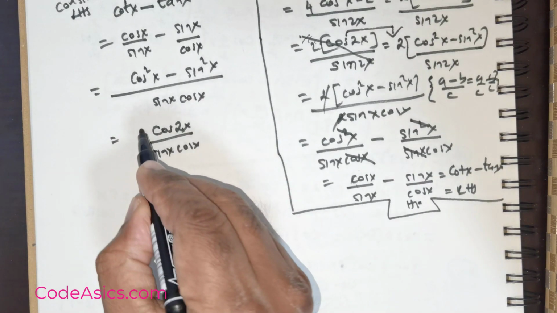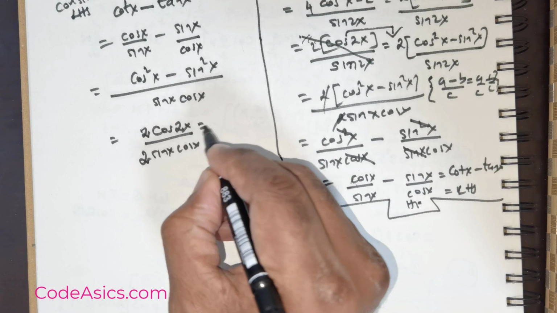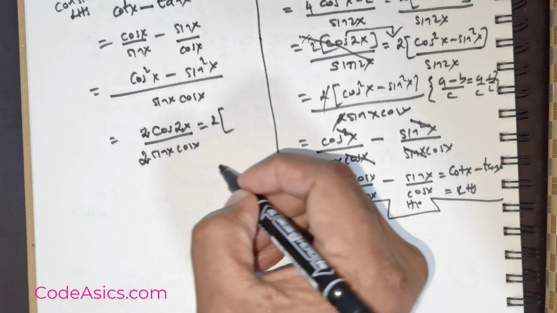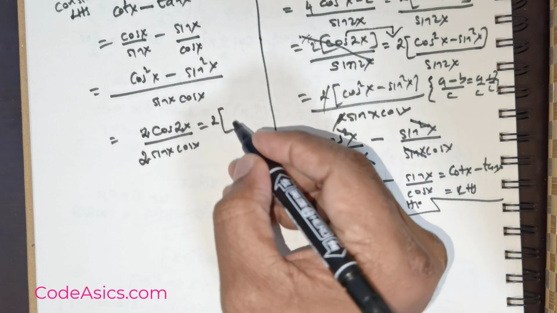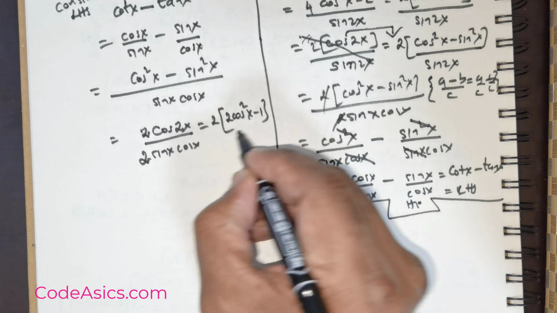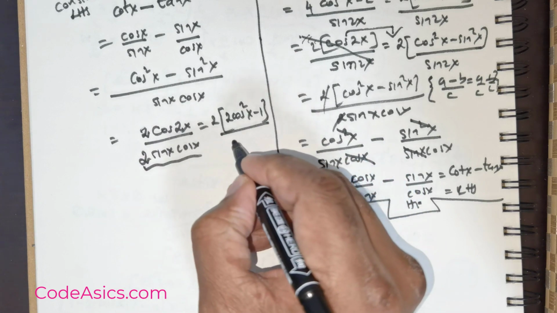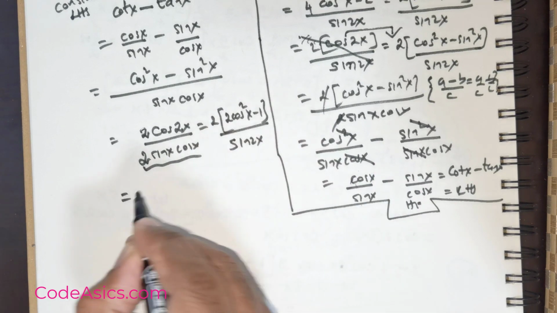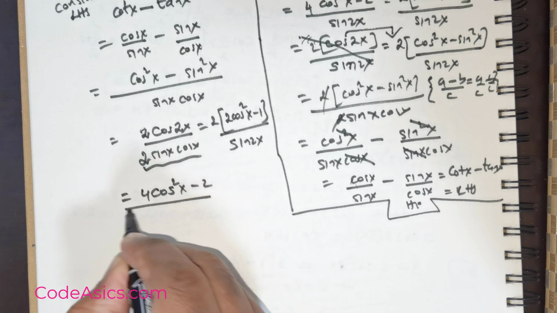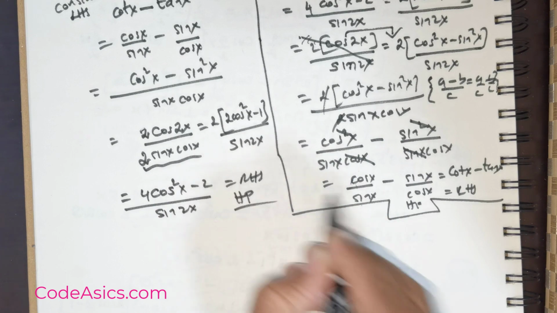Now what I wish to do is multiply the numerator by 2 and divide by 2. So 2 times cos 2x, I'm just retaining it as it is. So cos 2x, now I would like to write cos 2x as 2 times cos squared x minus 1, and I have 2 times sin x cos x. So 2 times sin x cos x is nothing but sin 2x. So this is equal to 2 into 2 gives me 4 times cos squared x minus 2 divided by sin 2x, which is equal to the right hand side, hence proved, right?